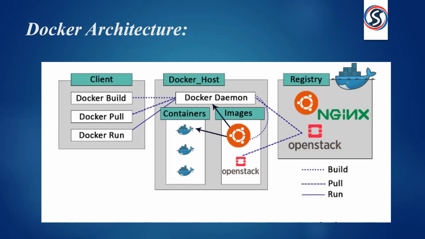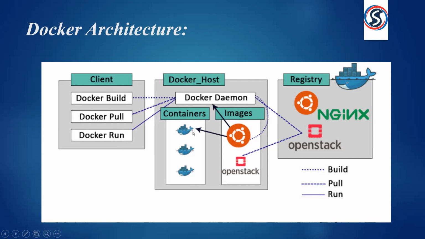This creates layers of images inside the container, and these layers of images are known as the Docker image. Suppose this is the client. Here we have docker build, docker pull, and docker run, three methods. And this is the Docker host, where the Docker daemon is present. Here the containers are there: the first container, the second container, the third container.